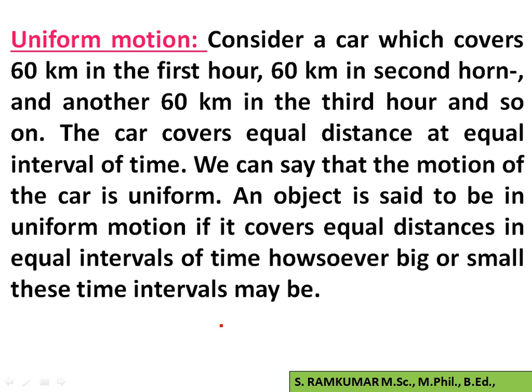Uniform motion. Consider a car which covers 60 km in the first hour, 60 km in the second hour, and another 60 km in the third hour, and so on. The car covers equal distance at equal intervals of time. We can say that the motion of the car is uniform. An object is said to be in uniform motion if it covers equal distances in equal intervals of time, howsoever big or small these time intervals may be.